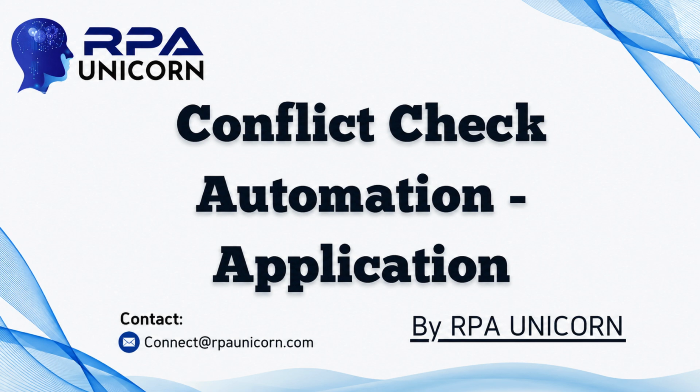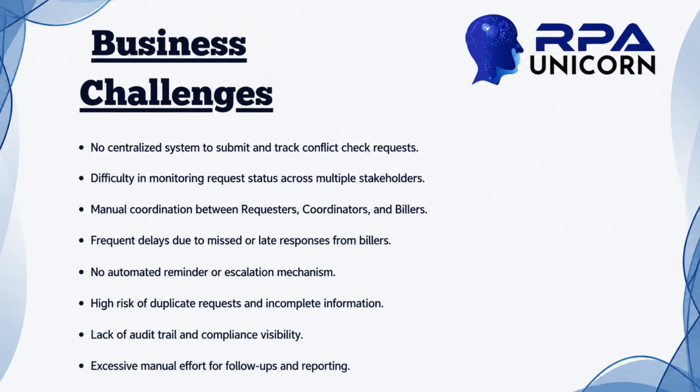Now let's understand step by step. We first need to look at the severe business challenges that organizations face day to day with traditional conflict checks. Right now, many teams operate with no centralized system to efficiently submit and track requests, making it incredibly difficult to monitor progress across multiple stakeholders. Instead, they rely heavily on chaotic manual coordination between requesters, coordinators, and billers.